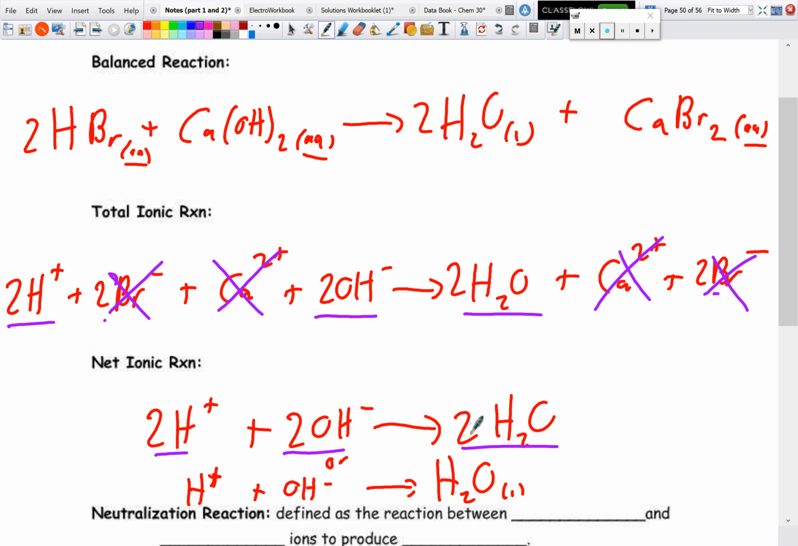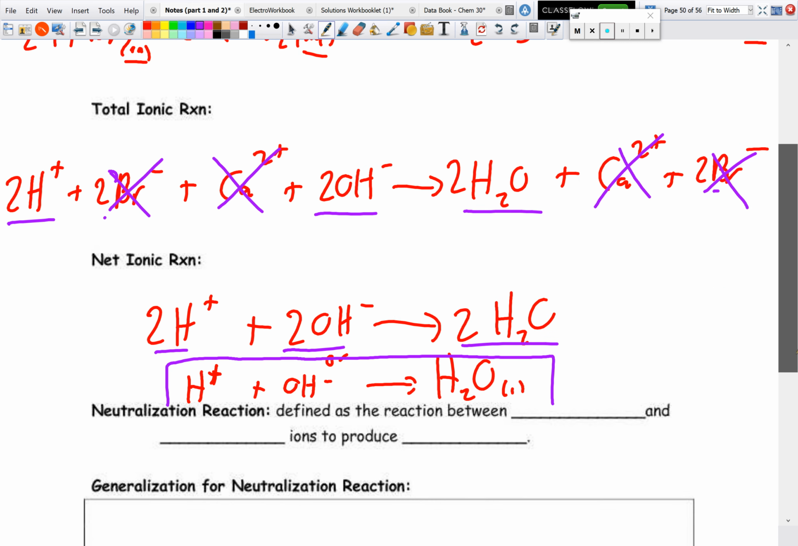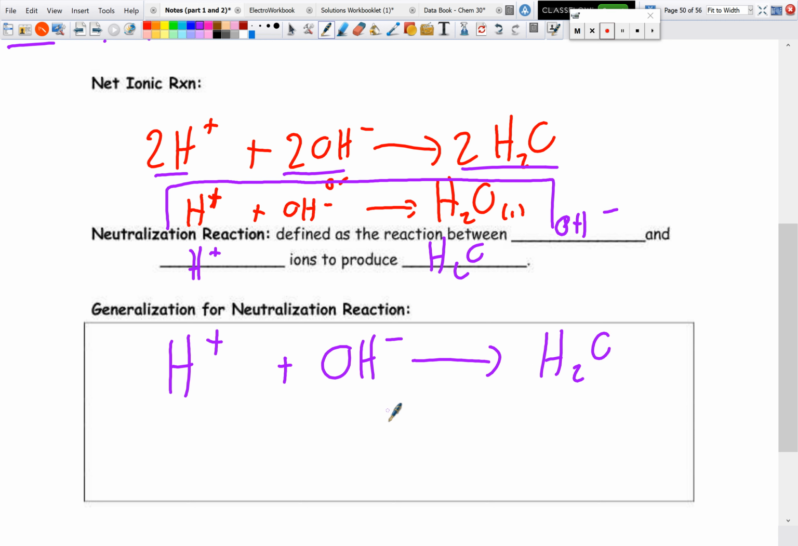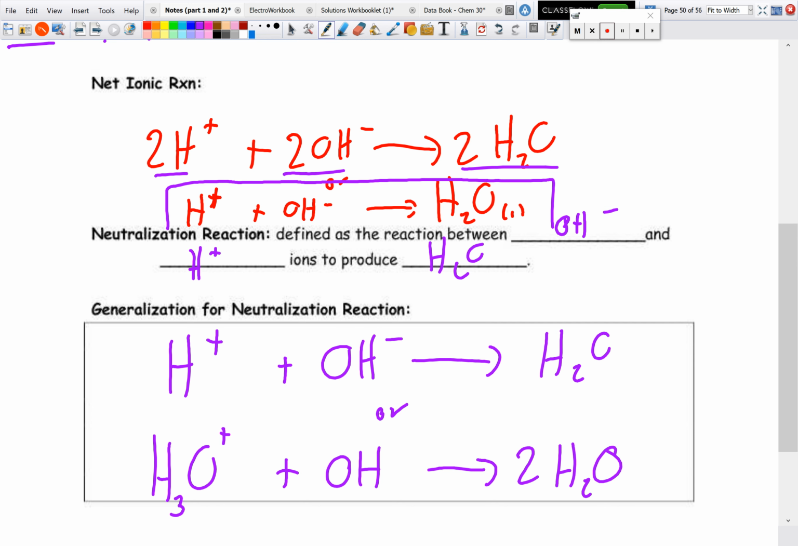Now because they all have the same coefficient, we drop it and we just get our neutralization reaction that looks like this. So all we can say is a neutralization reaction is defined as a reaction between hydroxide and hydrogen to produce water. So we can summarize all neutralization reactions like so. Or remember, we can substitute hydronium for our hydrogen and get this.